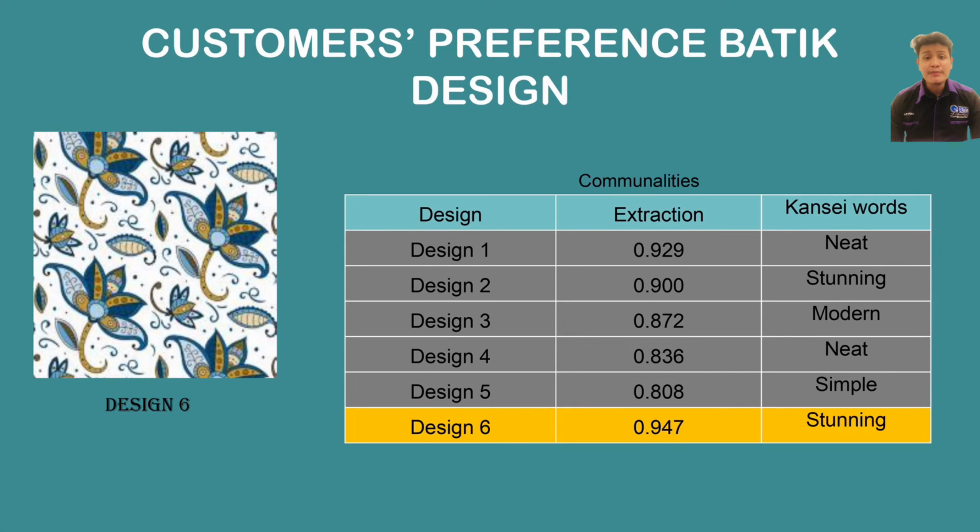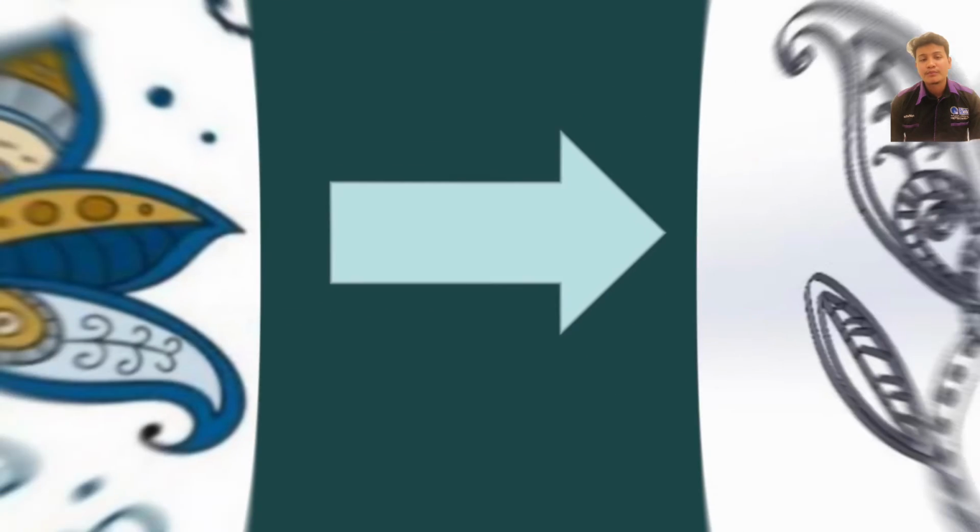Next, customer preference for Batik design. Based on the result, design sheet 2 shows the highest extraction value for the Kansei words of the study. Therefore, design sheet 2 with 0.947 is identified as the most effective Batik design selected by Malaysian citizens. So, this design sheet will be used to transform the pattern into a CAD drawing using CAD software.